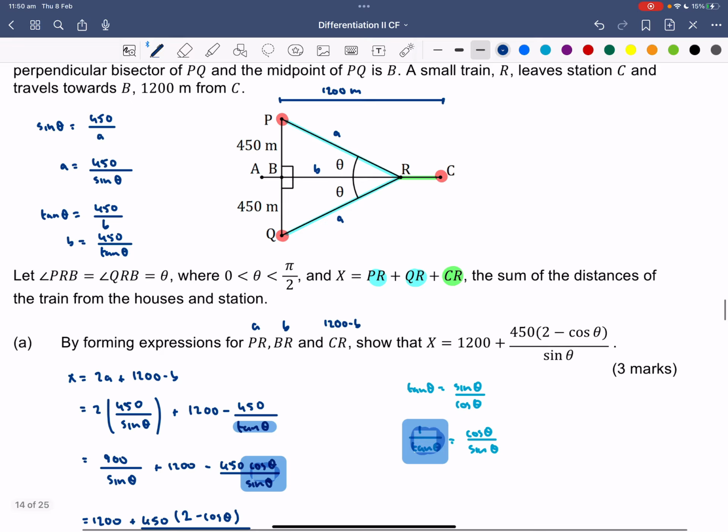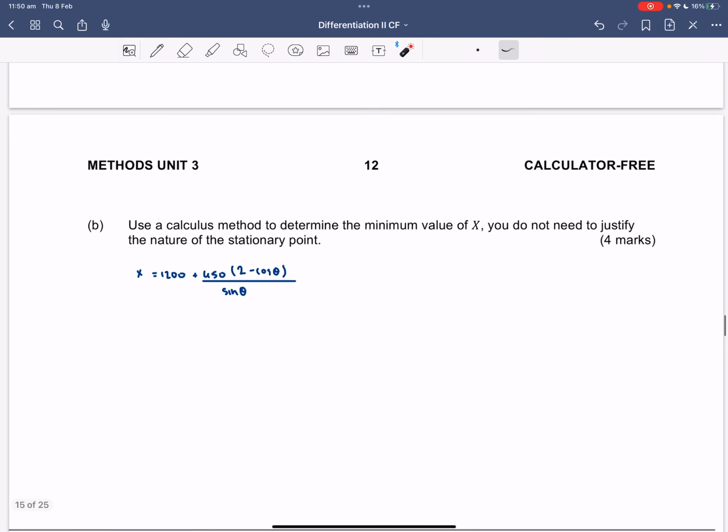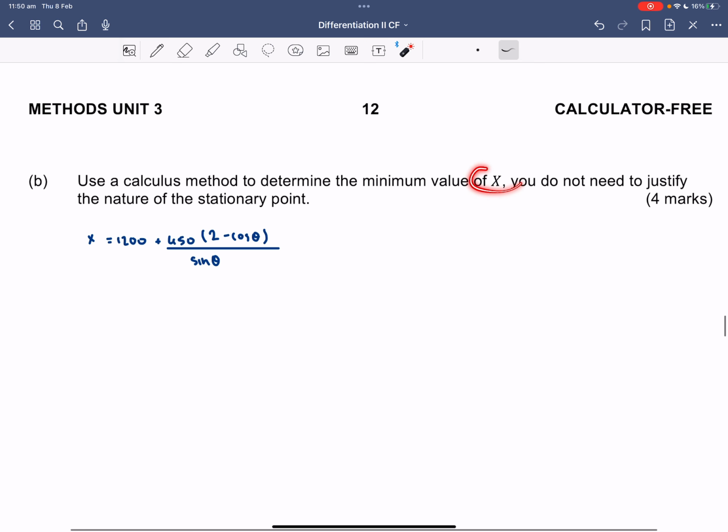What's the context of this question? That there is basically a station here, a station there, and a station there, and they basically have a very small train. They're trying to figure out how much does a small train have to travel on a common pathway before they decide to take individual pathways. Okay, so we're trying to find out the minimum value of x, aka the minimum value of the train tracks needed to get everybody from station to their individual houses at P and Q.